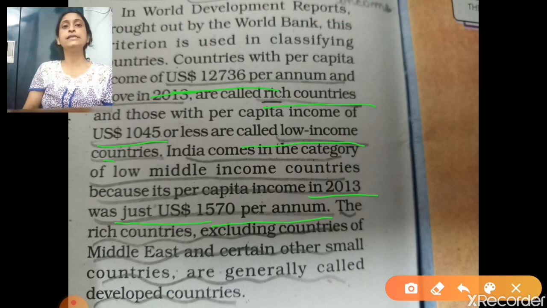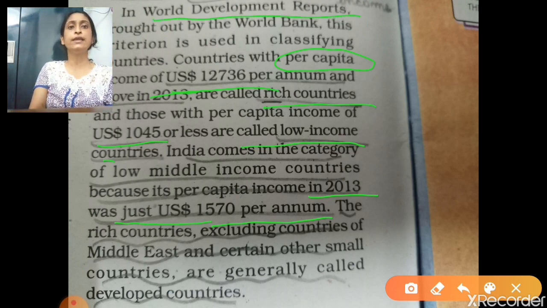So that is how the World Development Report has classified countries. On the basis of what? On the basis of per capita income. How are the countries classified? Rich countries, middle income countries, and the low income countries.